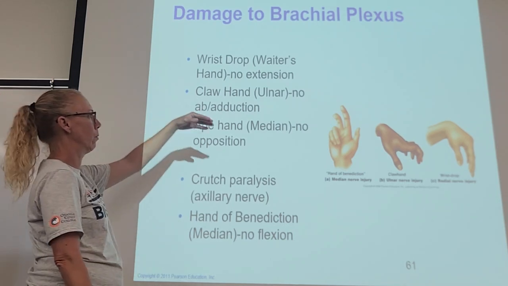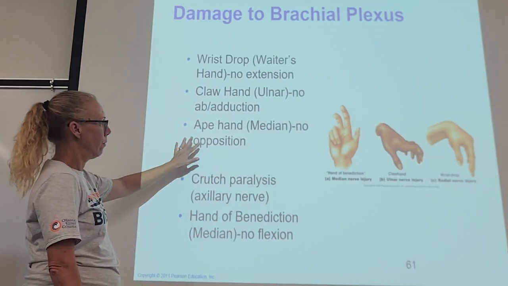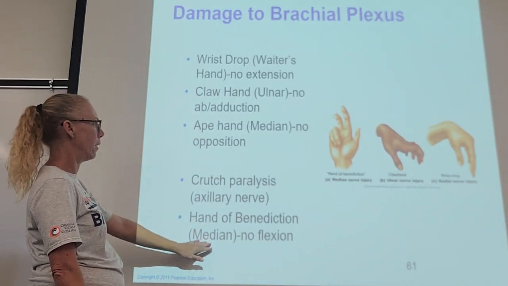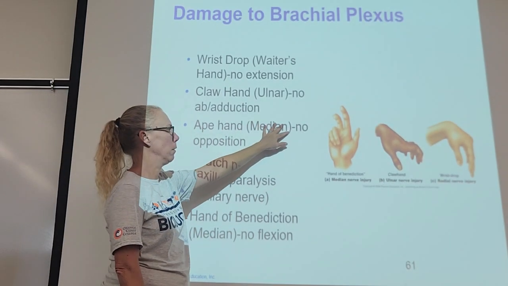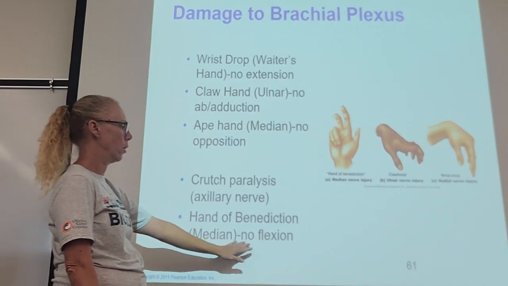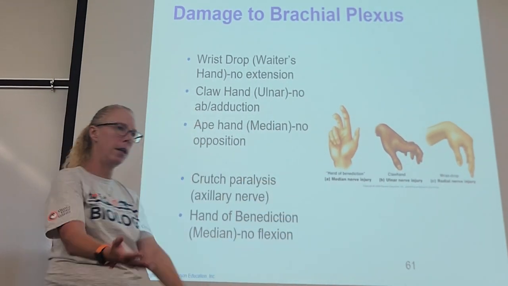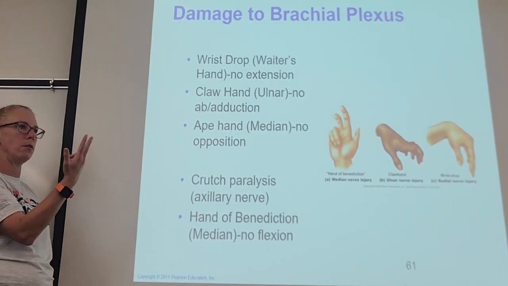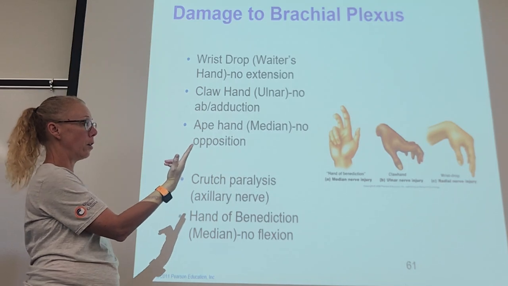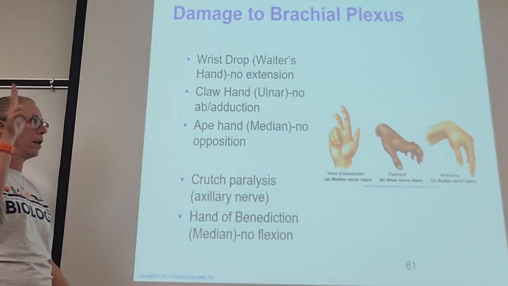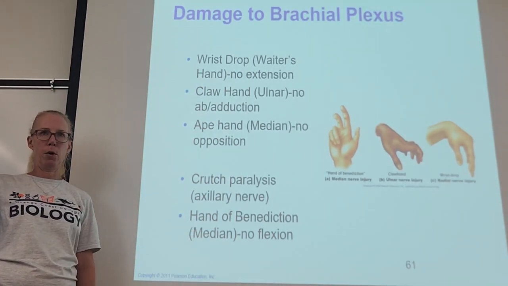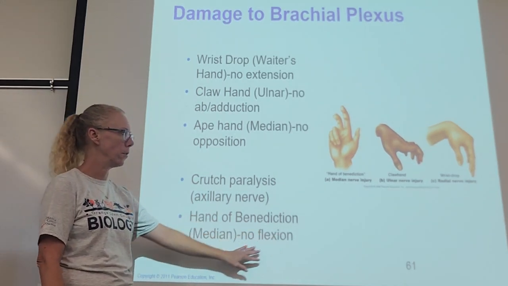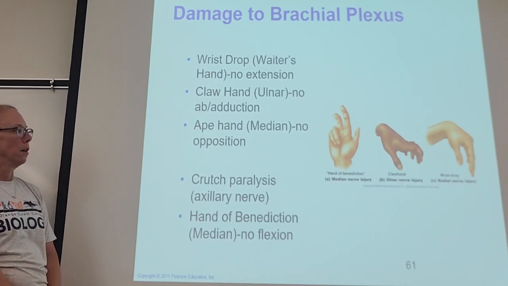Claw hand, don't worry about that one. Median nerve injury, I like hand of benediction better, so just don't worry about ape hand. Look at hand of benediction. For median nerve, because it's the flexor side, goes into the fingers, if you can't flex, your fingers stay extended. That's why they call it the hand of benediction. This is kind of like the Pope blessing the people. So that's the hand of benediction for somebody that has a median nerve injury.